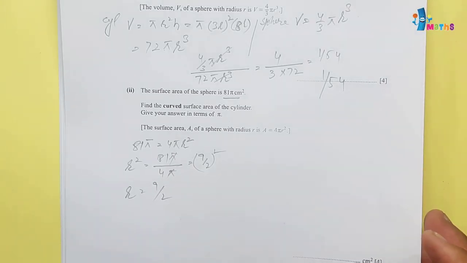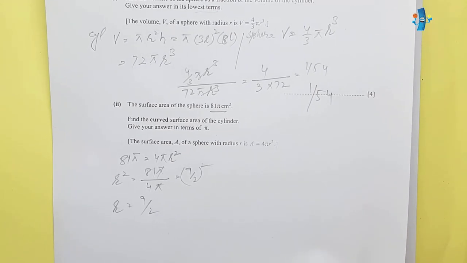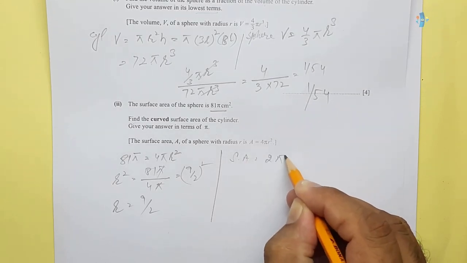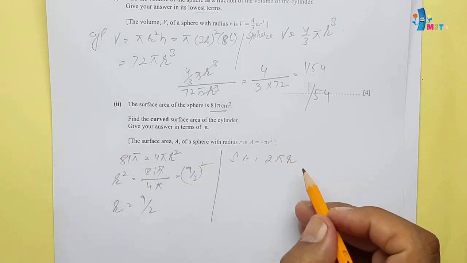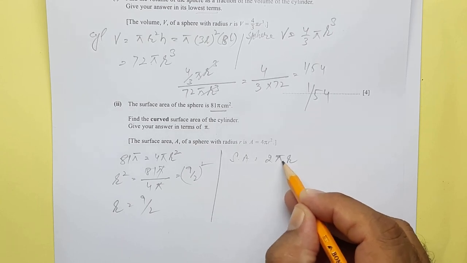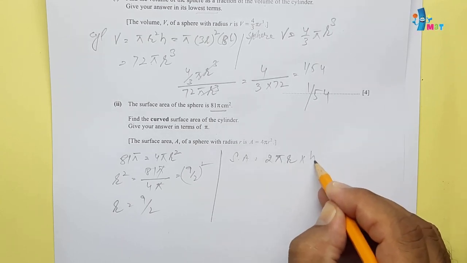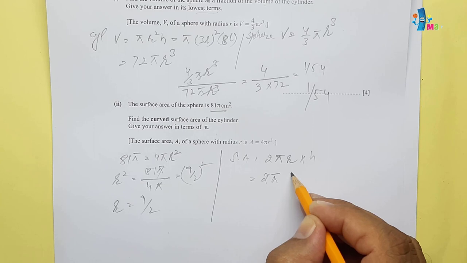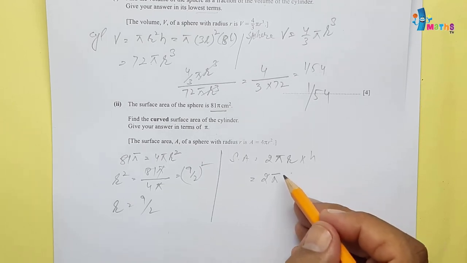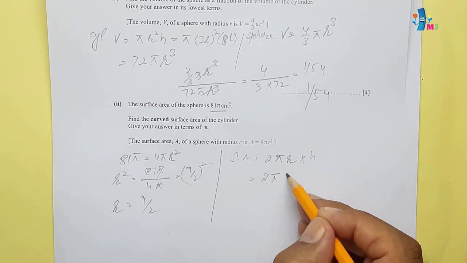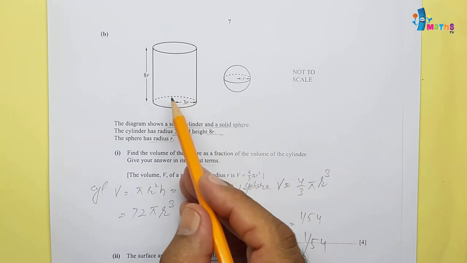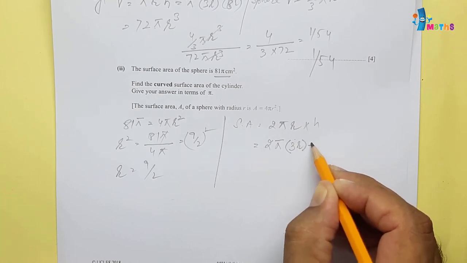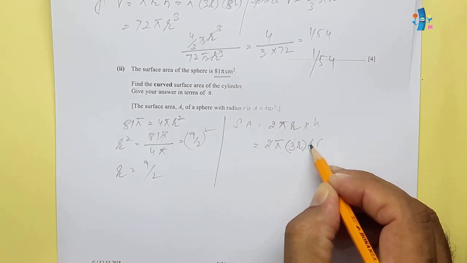Now this is the value of r which we can apply in the surface area. So the curved surface area in the case of a cylinder is 2 pi r, the perimeter of the circle, since the base of the cylinder is a circle, multiplied by h. So this will be equal to 2 pi and for r we'll be taking 3r, because for the cylinder the radius is 3r, so we replace r by 3r, and h is 8r, so we write here 8r.